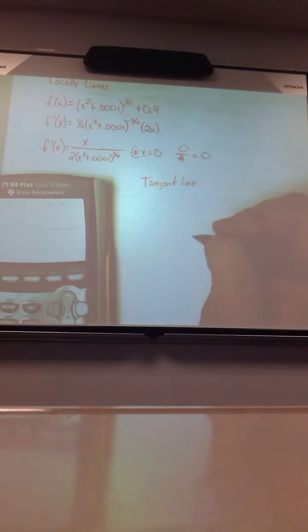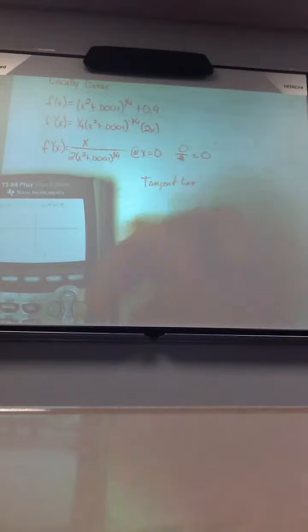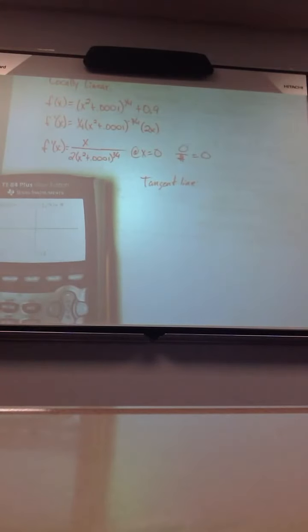Hey, I have a question. For every graph like that, if you always zoom in, will it eventually be a straight line? Not every one. Like the absolute value graph, there's a corner there, and there's always a corner there, no matter how far you zoom in. But parabolas, you can zoom in until they're linear.